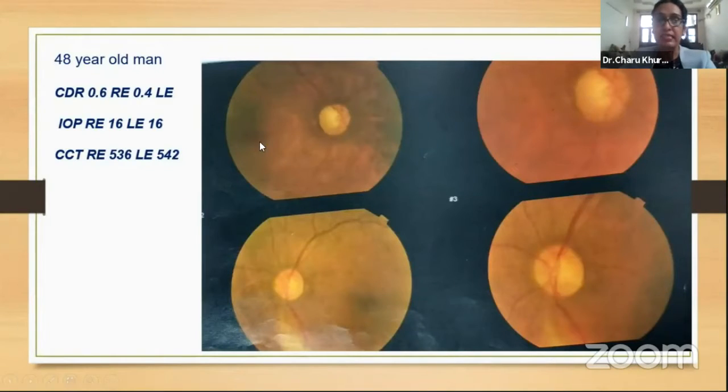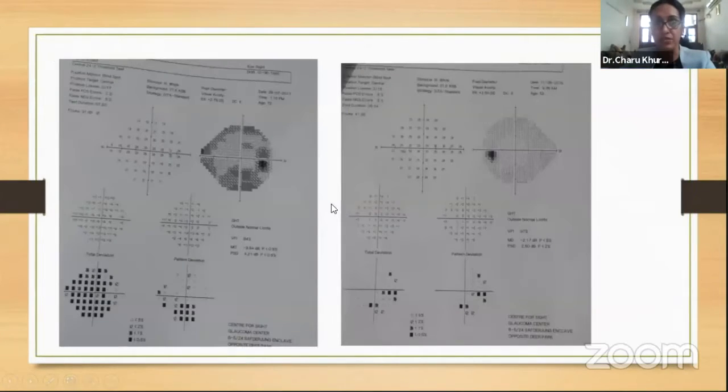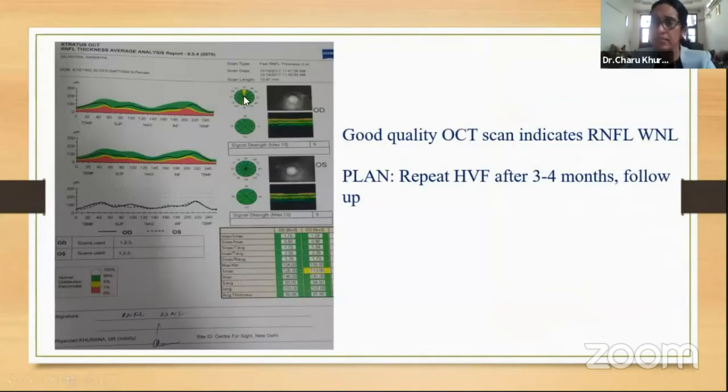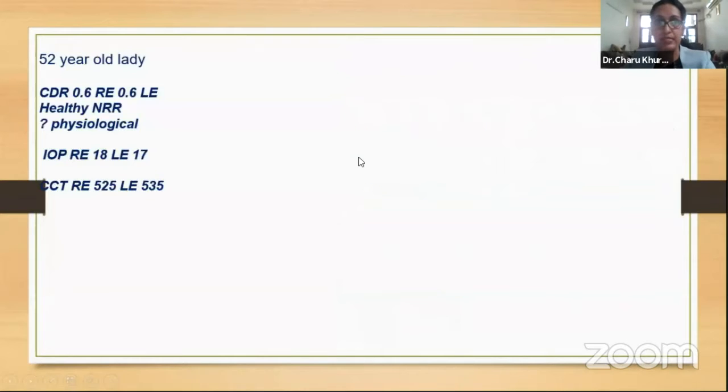Now this is the next slide, 0.6 cupping in the right eye and 0.4 in the left eye. We assumed that this was more physiological, but we had a field defect. And this is again an important indication for an OCT, where it helps us to confirm whether this field defect is an artifact or a learning curve error. So once the OCT was almost normal, we decided not yet to treat this patient, but to keep him on follow-up and just to repeat that visual field in about 3 to 4 months.